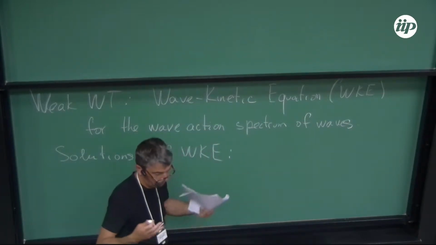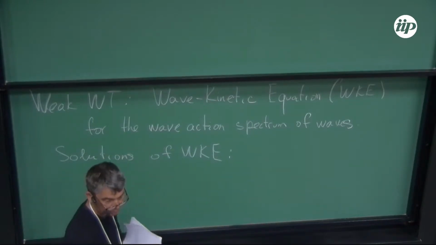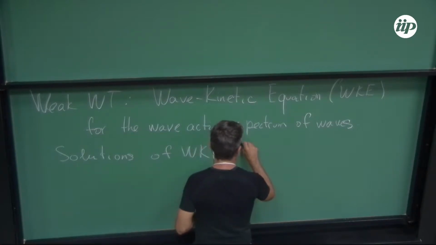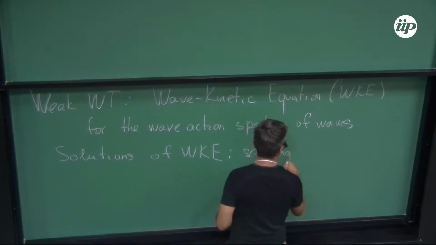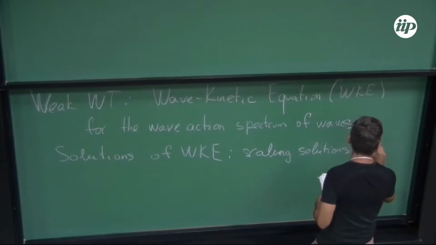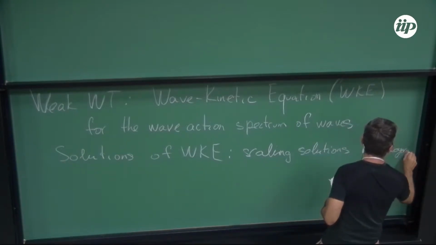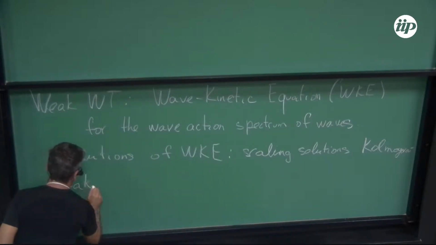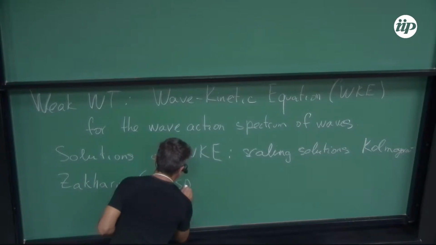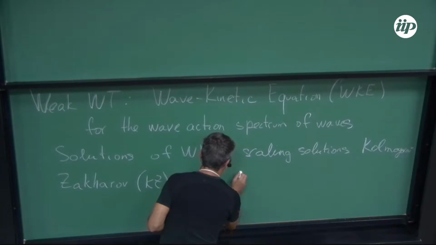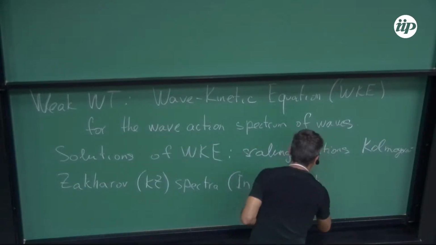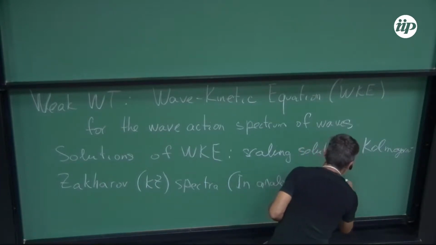In particular, the most important solutions in theoretical physics are the scaling solutions, possessing a particular property of universality. In this context, they're called scaling solutions, the Kolmogorov-Zakharov spectra, KZ. This is in analogy with the famous Kolmogorov spectrum.